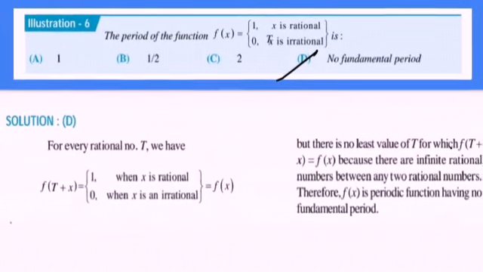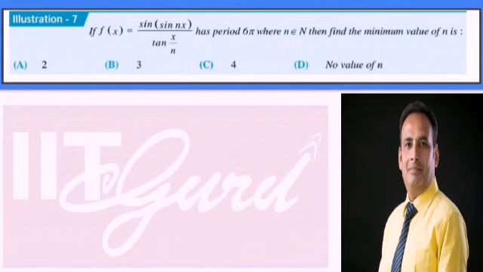Let's go for illustration 7. If f(x) = sin(sin nx) / tan(x/n) has period 6 pi, where n belongs to capital N, then find the minimum value of n. What is the minimum value? Try yourself first.